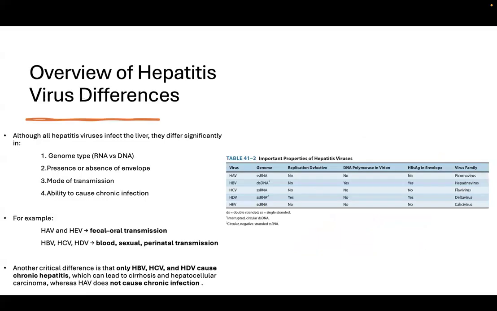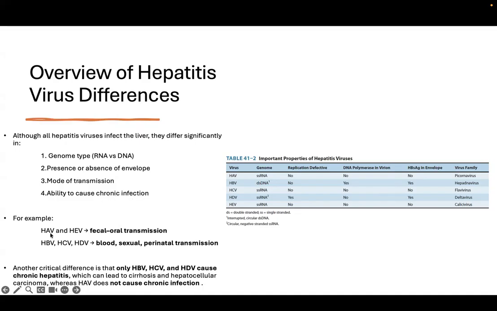So, an overview of the hepatitis viruses: as we said, they're very different. They have different RNA or DNA. For example, the main difference comes from hepatitis B. Hepatitis B is a double-stranded DNA virus, while the others are all single-stranded RNA. Some have an envelope and some don't. They also differ in their mode of transmission and their ability to cause chronic infection.